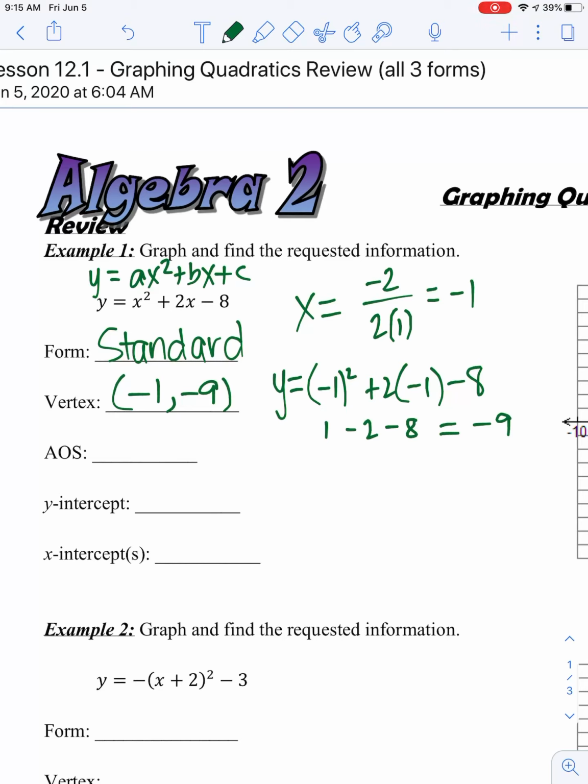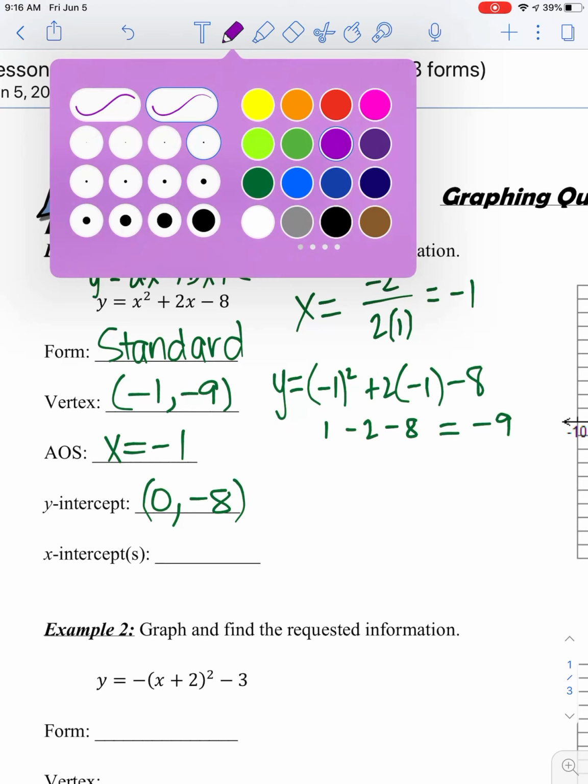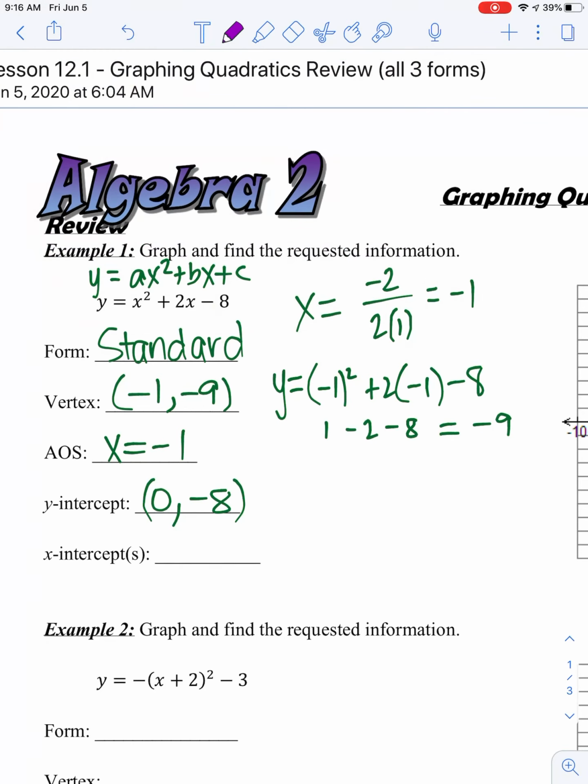Then the axis of symmetry is x equals negative 1, always a vertical line passing through that vertex. For the y-intercept, I just have to look up at the c value, negative 8, so 0, negative 8. That's what I would get if I plug in a 0 anywhere I see an x. And then it asks for the x-intercepts. So when we did standard form, we were not asked for this, but now that we know how to convert from standard form to intercept form, we could do that to find the intercepts.